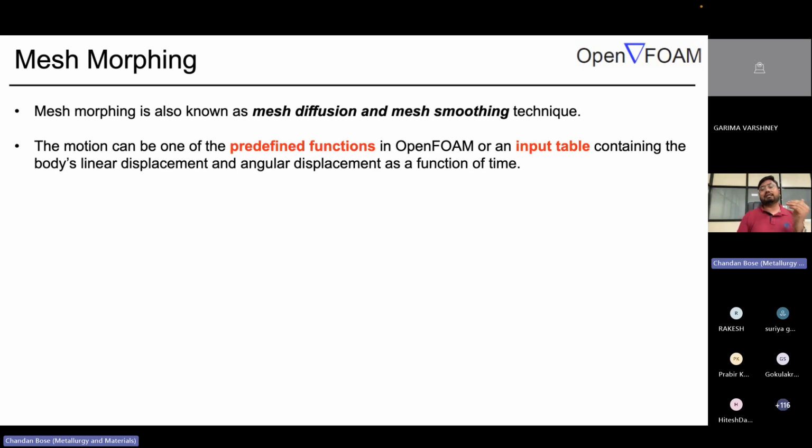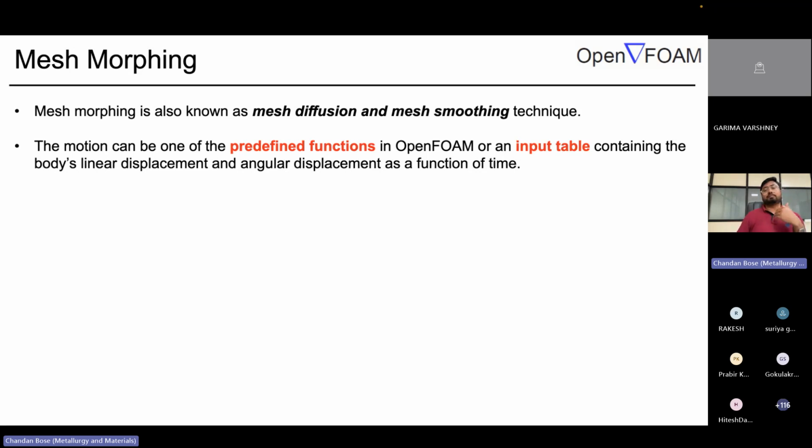Now, the predefined body motion can also be given in OpenFOAM in two different ways. One way is to use well-defined continuous functions like a sin(omega t) or a cos(omega t), where your body moves in a linear oscillation in a sinusoidal or cosinusoidal fashion, etc.